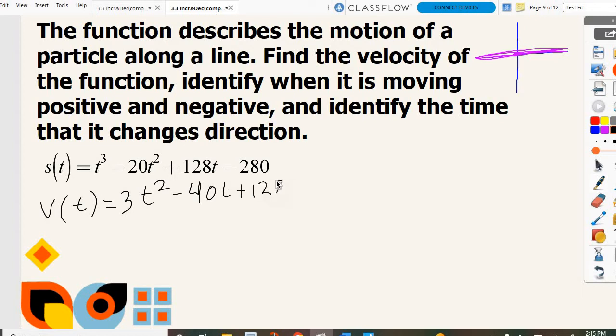And then we're looking for where it changes position, or where it's changing direction. So again, that means that I have to have stopped. So I'm going to set that equal to 0.